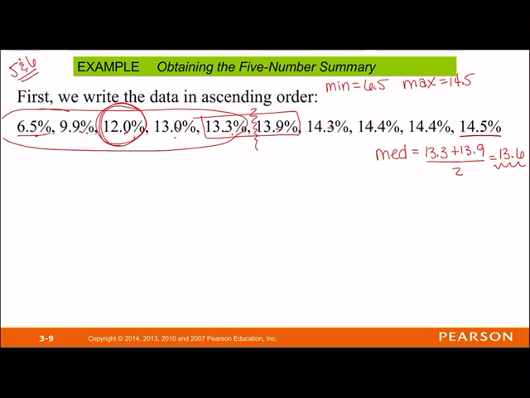Again, 5 plus 1 would give you 6, and then the halfway point of 6 would be 3. So it's the third number in that line. So that 12.0 is going to be Q1. Okay, and then I want to do that same thing over on that right-hand side.